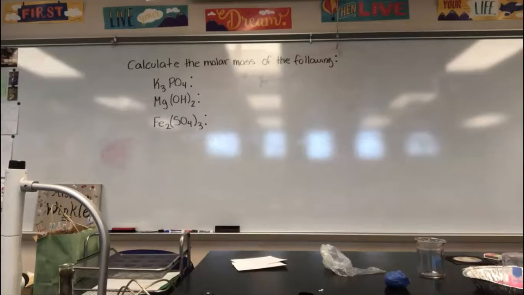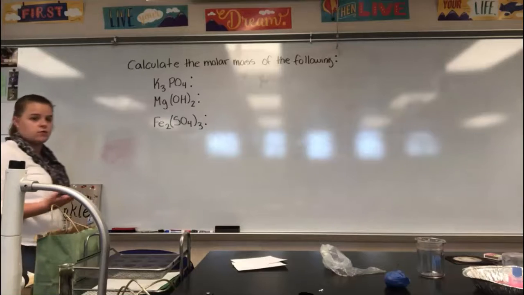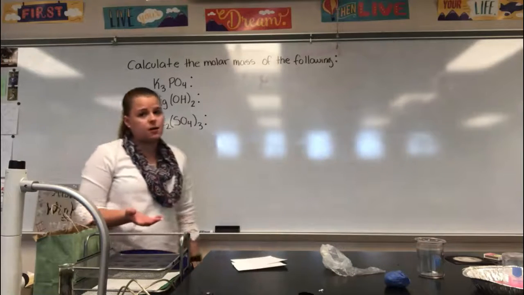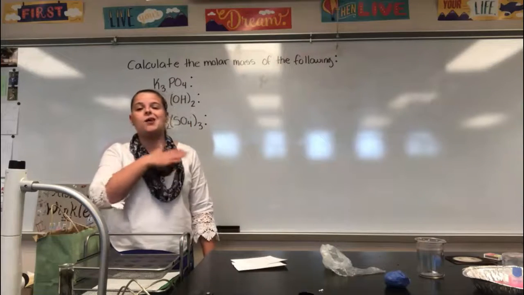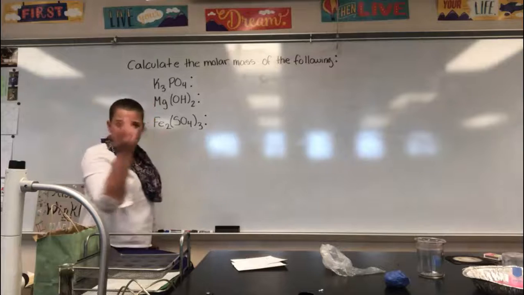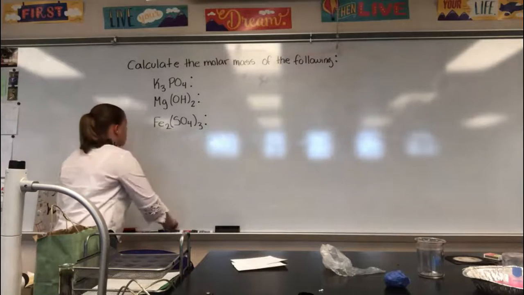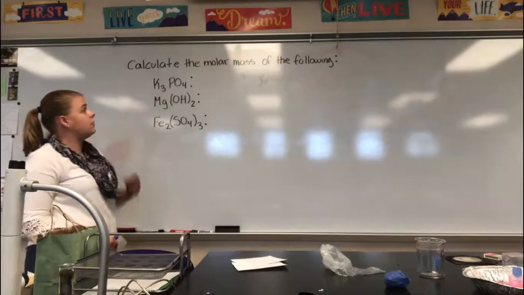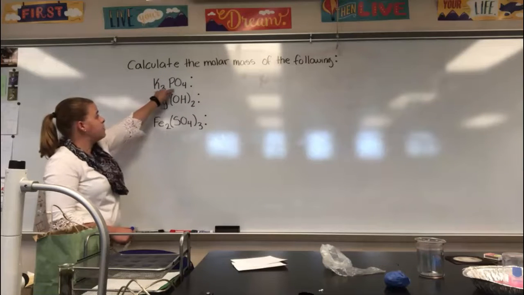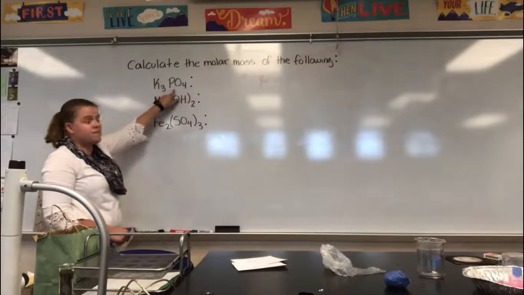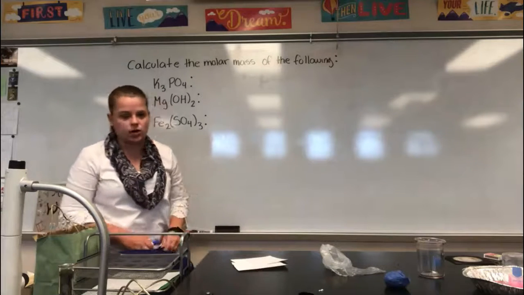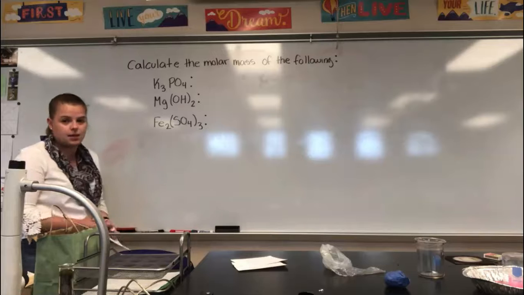Okay, so before we start doing the mass to mole conversions, we need to figure out how do we calculate molar mass? Well, we just talked about before that the molar mass is the sum of all the atomic masses of each element in the compound. So let's go ahead and practice that. So we got calculate the molar mass of the following. So our first compound we have is K3PO4. This is potassium phosphate. You're going to learn how to name these. That's the last thing you're going to learn in this trimester. So don't worry about naming them right now.